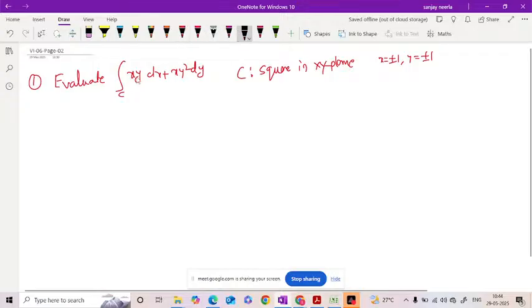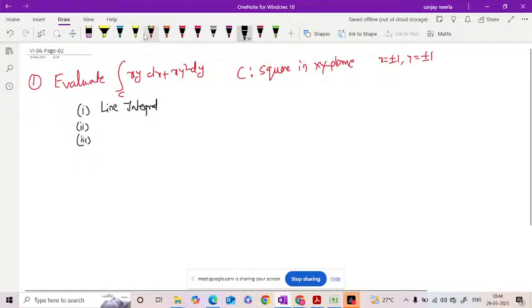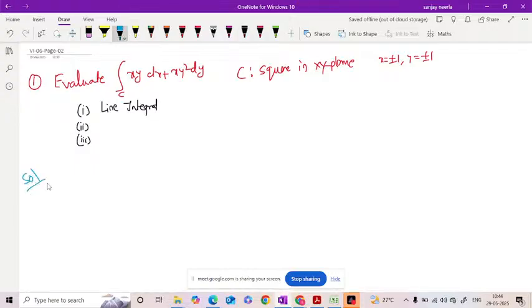Now we will solve it in three varieties: first one, second one, and third one. The first one is by using just the normal line integral. We'll apply the line integral. So the line integral approach. Now the first one is, according to the line integral.